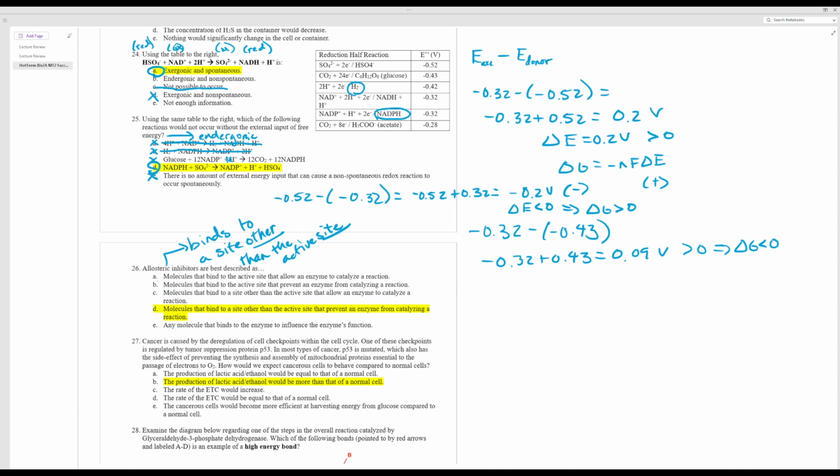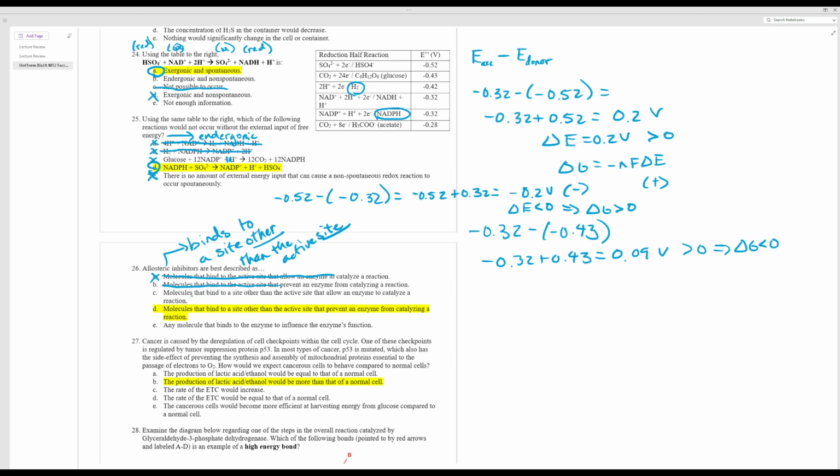So A, molecules that bind to the active site that allow an enzyme to catalyze a reaction. I just said allosteric does not bind to the active site. So A is wrong. B, molecules that bind to the active site. Nope. Wrong. C, molecules that bind to a site other than the active site. Okay, so that matches our definition. That allow an enzyme to catalyze a reaction.